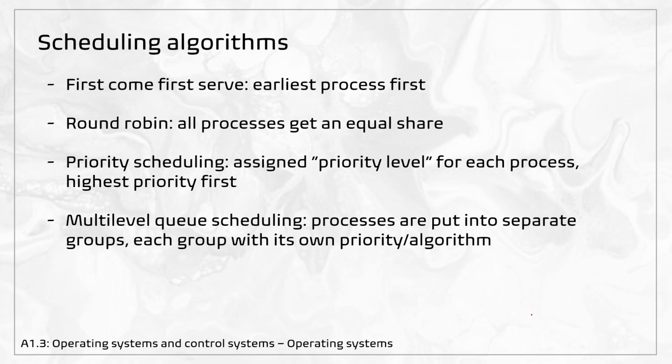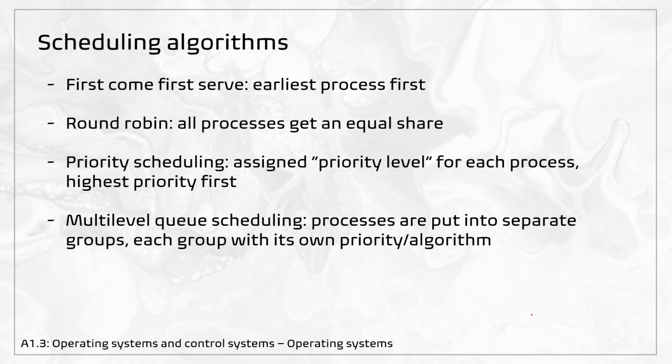Now, a scheduling algorithm is just a method the OS uses to allocate CPU time to hungry processes. There's many different scheduling algorithms, but there's 4 that you need to know. The first algorithm is first come first serve, which gives all CPU resources to the process that came into RAM first. There's also round robin, which gives every process an equal amount of resources. There's also priority scheduling, which assigns each process a priority level and allocates the resources to whichever process has the highest priority. Lastly, there's multi-level queue leveling, which can be considered a hybrid of all of the aforementioned methods.